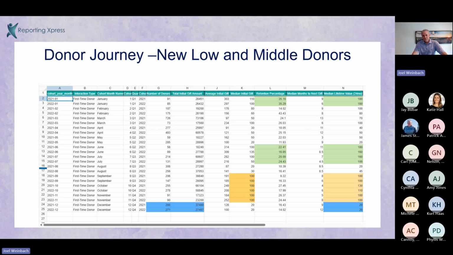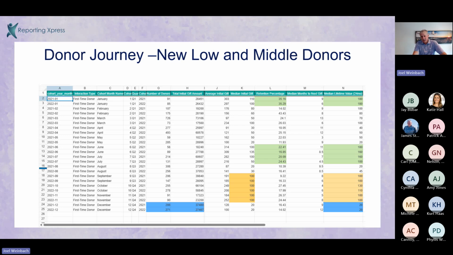So in this case, we're doing a 24-month look ahead to see what goes on. And I've highlighted a number of things that are kind of interesting. The first is up top here. If you look at this retention column, my January donors are retained better than almost any other donors by a significant amount. In both years, 35% of those donors made another gift. And in fact, the median months to the next gift were 9 and 6.